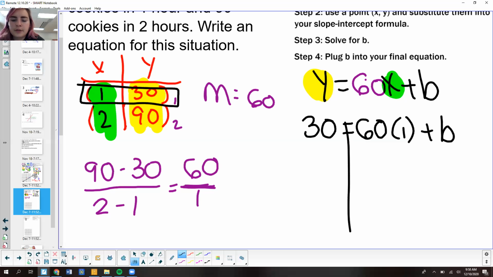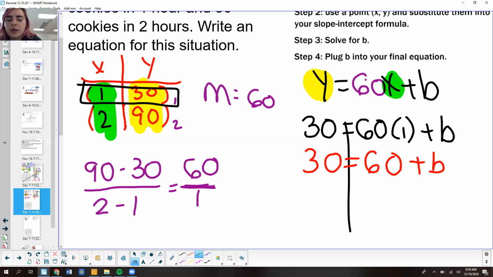All right, I'm going to draw my line down the middle of that equal sign. I can't do anything with 30 on the left, so I'm just going to bring it on down. 30 equals 60 times 1, that's just 60. And then I'm going to bring down my plus b. Next, I want to move all of my constants to one side so I can have my b by itself.